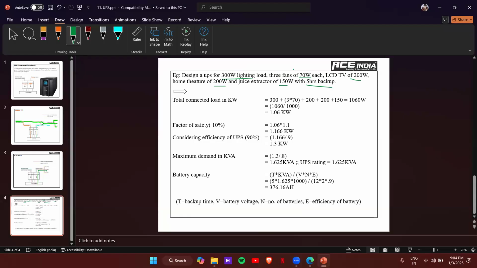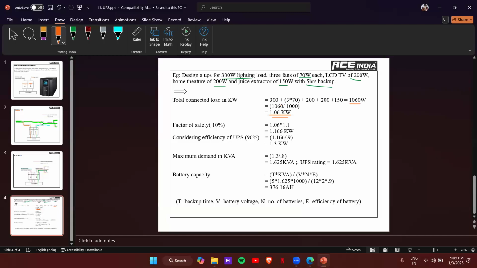First, we have to calculate the total connected load of the building, or the components you are supposed to connect to the system. Here it is already given, so just add the load. 300 plus 3 into 70, meaning 3 fans of 70 each, plus 200 plus 200 plus 150. We'll have 1060 watts. Converting to kilowatts, divide by 1000, and you'll get 1.06 kilowatt.